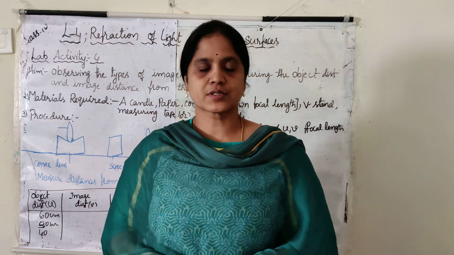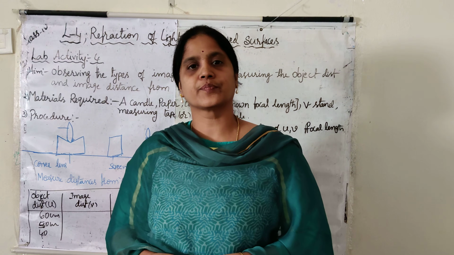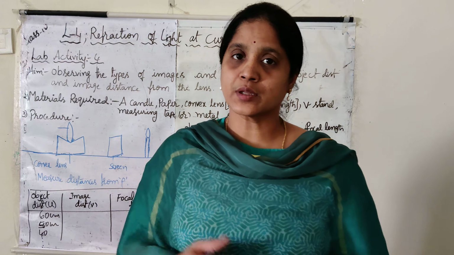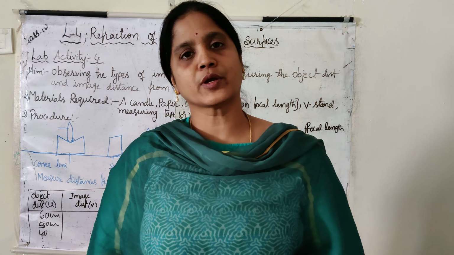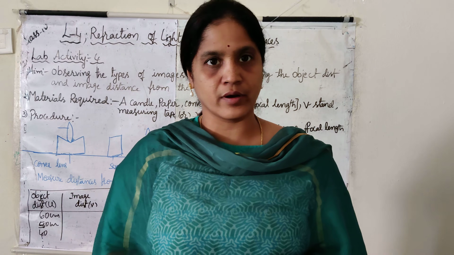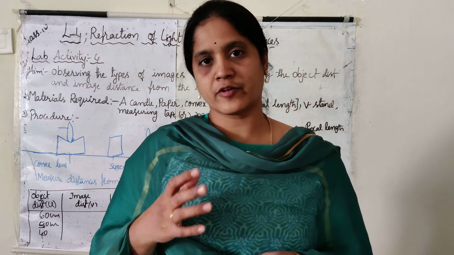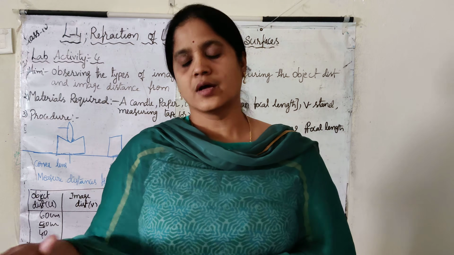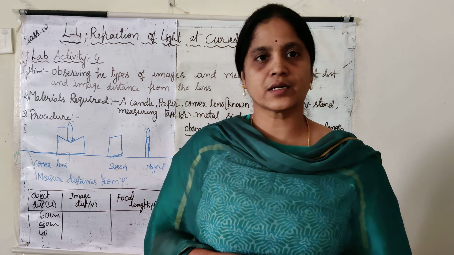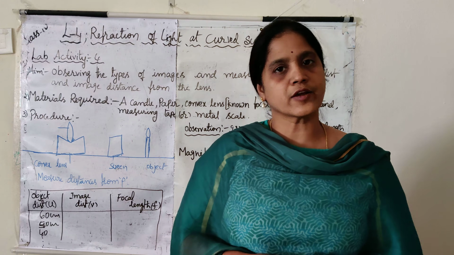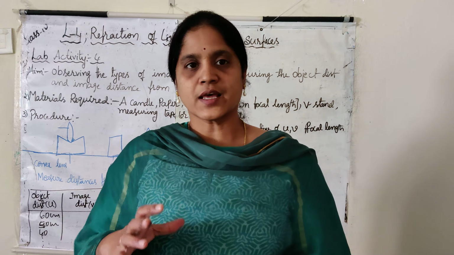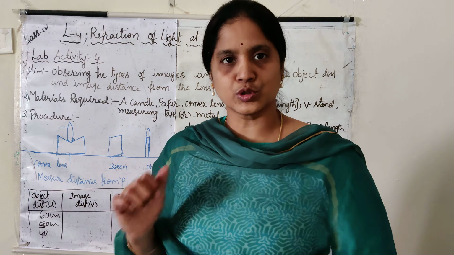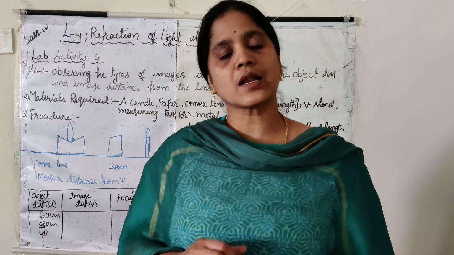In this video we'll discuss the lab activity. In lesson 1, by using the mirror, we have one lab activity. By using a concave mirror, when you place an object at different positions on the principal axis, we'll get different types of images at different places. The same lab activity we have to do in lesson 4 by using the lenses.